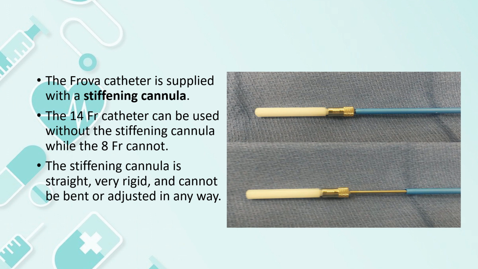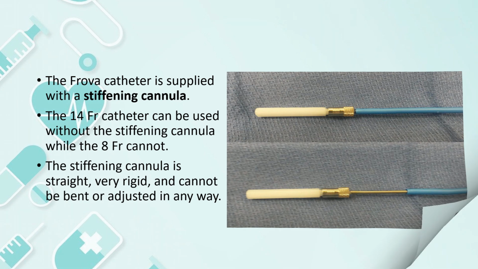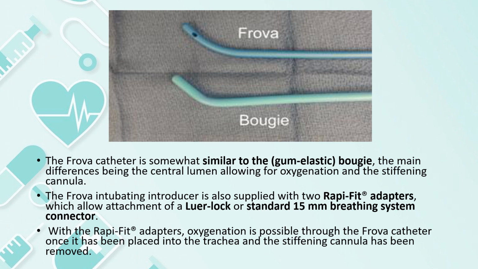The Frova catheter is also supplied with a stiffening cannula. The 14 French catheter can be used without the stiffening cannula, while the 8 French cannot. The stiffening cannula is straight, very rigid, and cannot be bent or adjusted in any way. The Frova catheter is somewhat similar to the gum elastic bougie, but the Frova catheter has an opening that can supply oxygen during intubation.